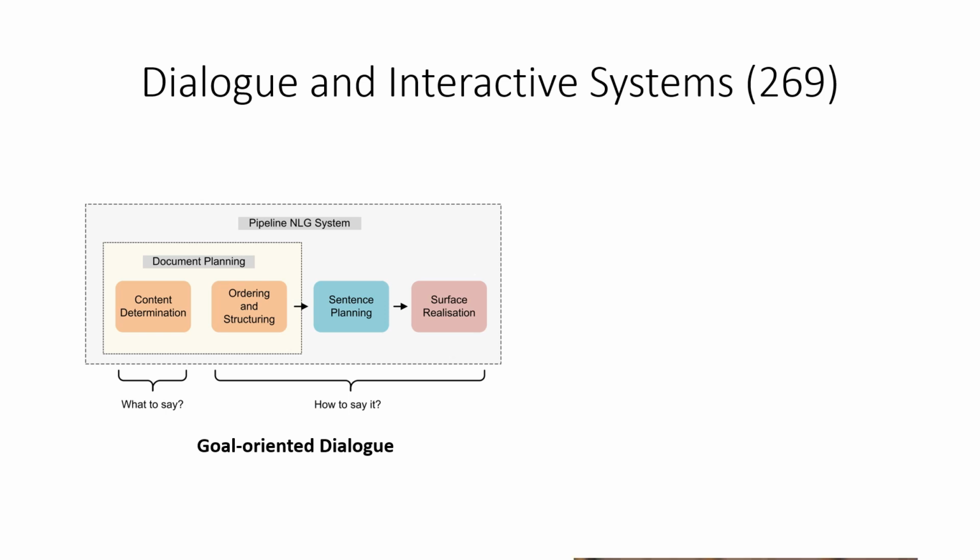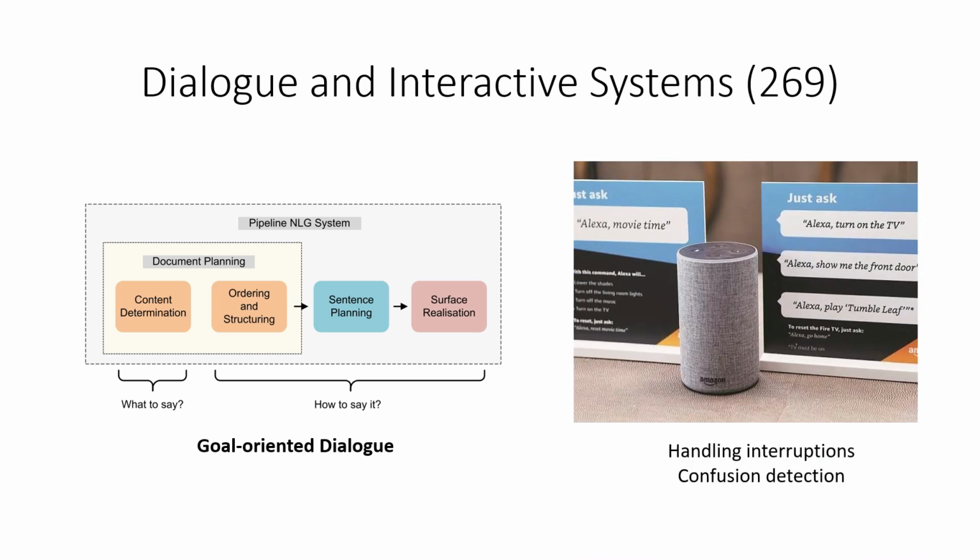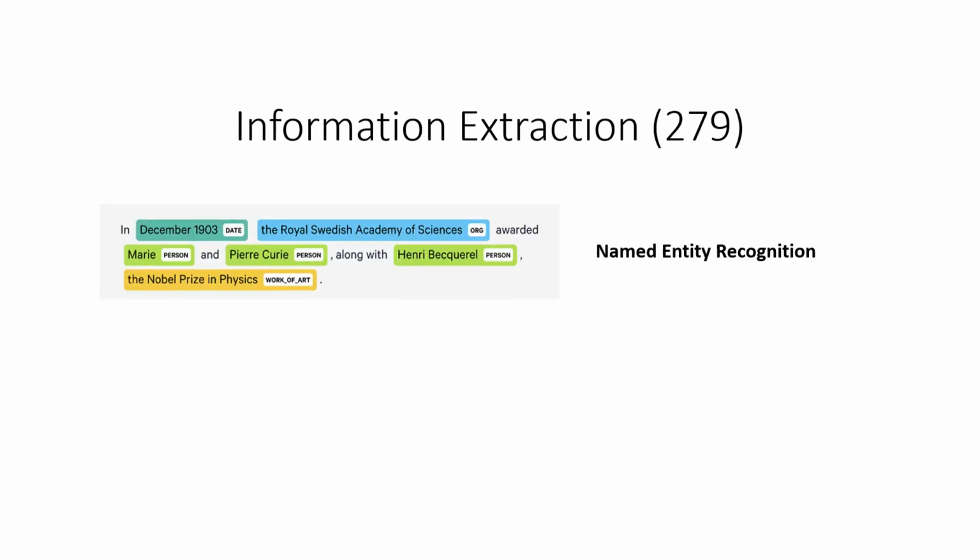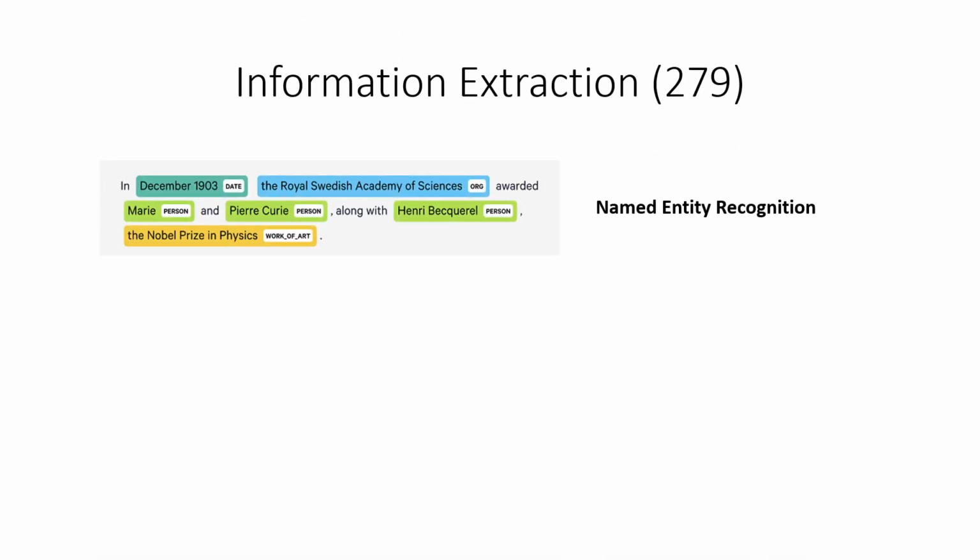In the case of voice-based interactive systems, there are additional challenges as well. For these types of systems to be useful in the real world, they need to be good at handling interruptions or detecting if the user is confused. These things, like handling interruptions, are not relevant in text-based chatbots, but they're essential for creating a fluid experience in voice-based assistants. Next on the list is information extraction with 279 submissions.